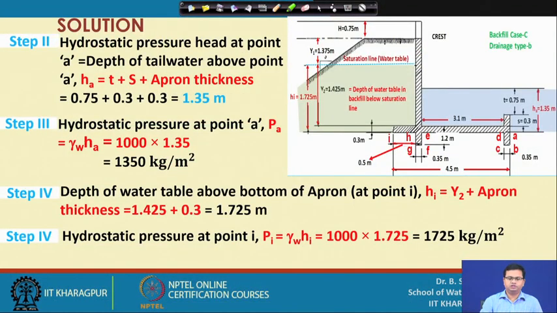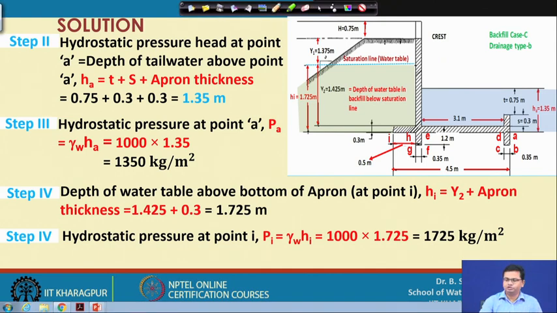The second step is that you have to estimate the hydrostatic pressure head at point A, that I have already told you. That is equal to the depth of tailwater above point A, that is T plus S plus apron thickness, which equals 1.35 meter. The hydrostatic pressure at point A, P A, we can calculate as 1000 into 1.35, that equals 1350 kg per meter square.